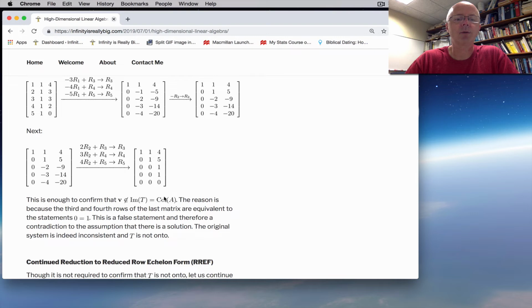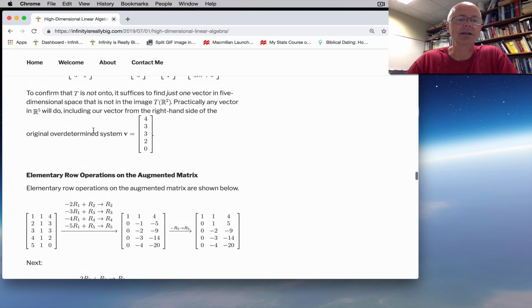the third and fourth rows of this augmented matrix really represent the equations 0 times b equals 1, or 0 equals 1, which is nonsense. That's a contradiction. It's a false statement that would contradict the assumption of there being a solution. If we assume there's a solution, that means that T is not onto. That in particular this vector is not in the image.